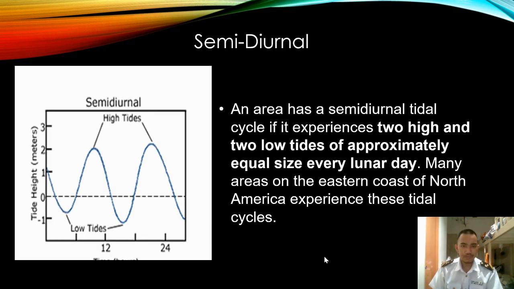And the second one is semi-diurnal. An area has a semi-diurnal tide cycle if it experiences two high and two low tides of approximately equal size every lunar day. Many areas on the eastern coast of North America experience these tidal cycles. And this is the example picture of semi-diurnal. In the upper part, these are the high tides, and the lower are the low tides, and the tide is in meters, and that is the example of the semi-diurnal.